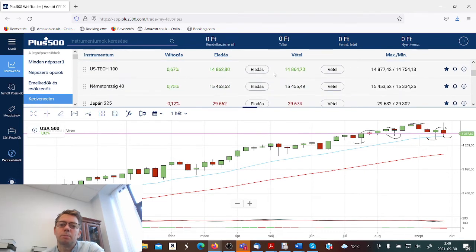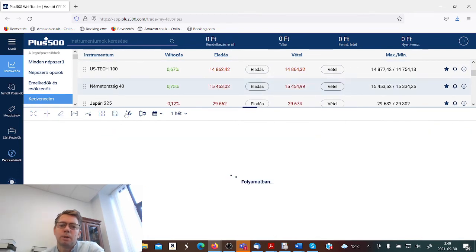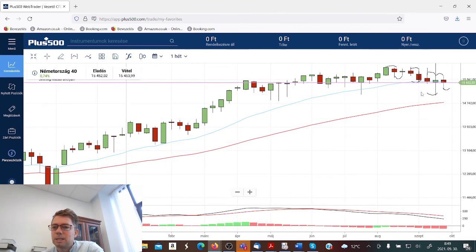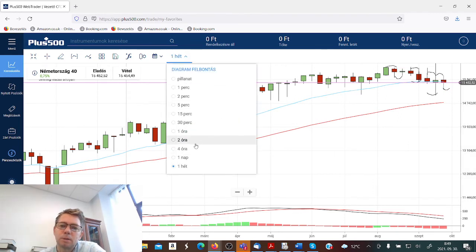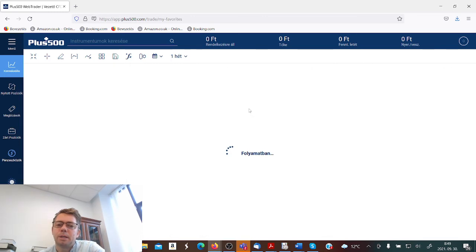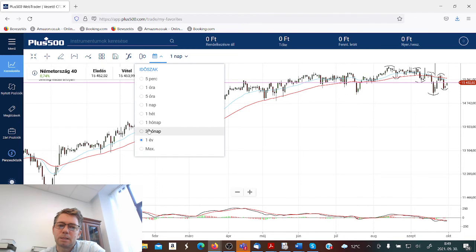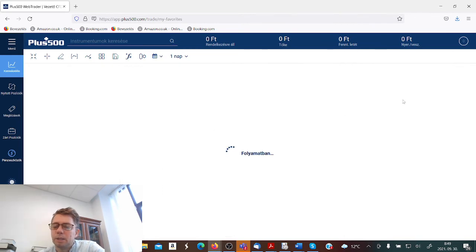Let's look at the German index right now. Okay, so that's the German index, and that's the weekly. Okay, sideways movement. The 20 EMA is holding. We broke down, but we went back up, so I don't see anything special here. On the daily, that's the German index on the daily chart.